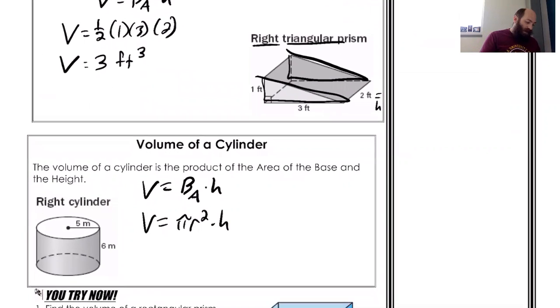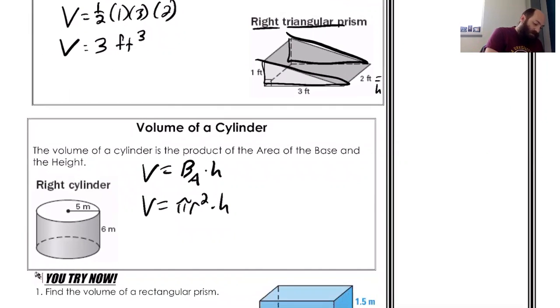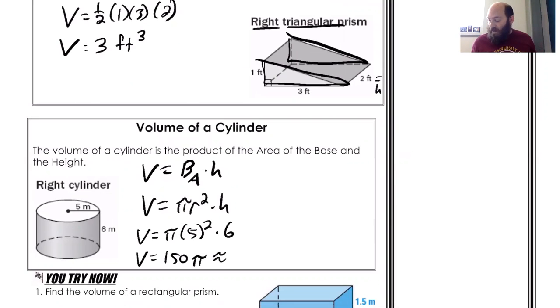So in this case, my radius is 5 and my height is 6. Just plug those in. So it's pi times 5 squared times 6. That's going to give me 25 times 6, which gives me 150 pi. And as I said before, that's my exact answer. My approximate is going to be me plugging that in, and I get 471.239. In this case, it's going to be cubic meters.